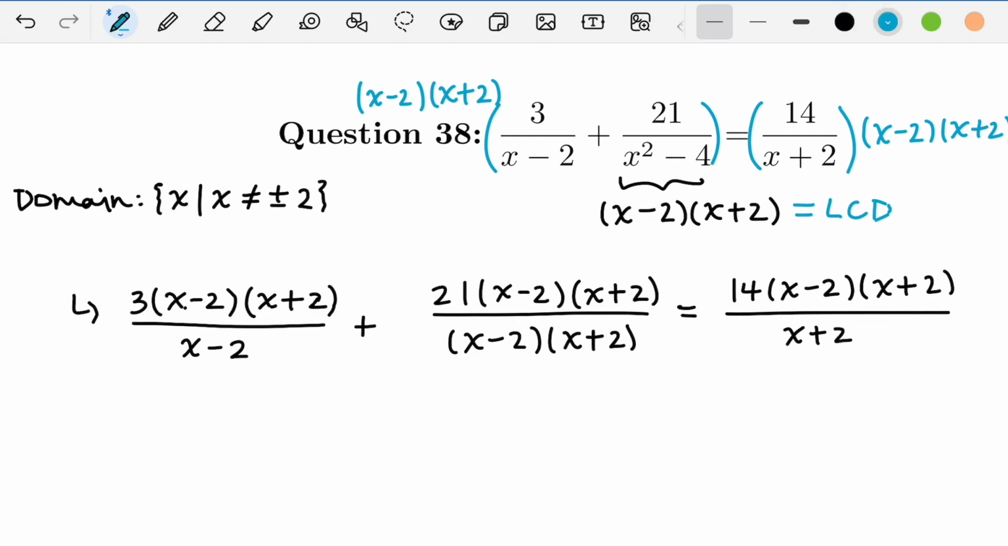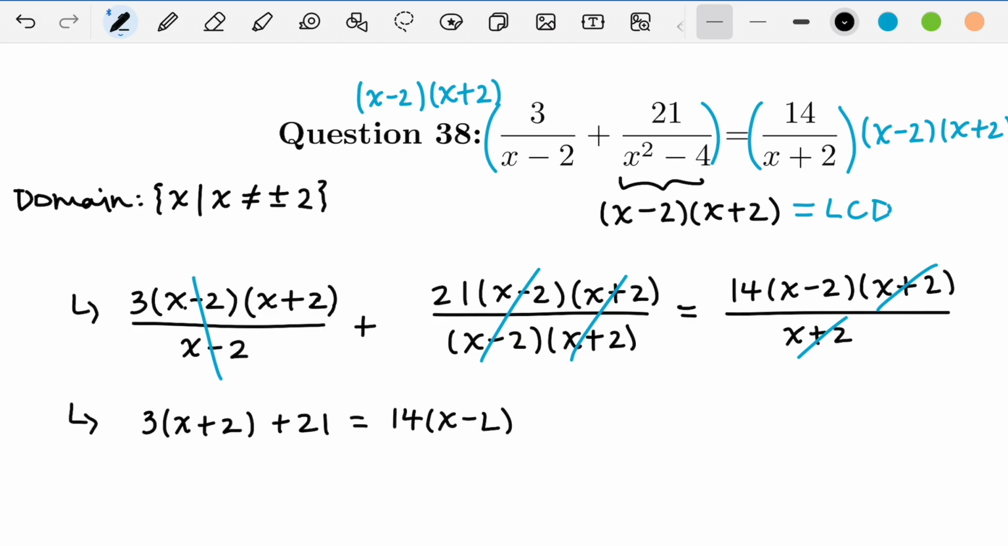So from here, we can see that a bunch of things are canceling. These guys will cancel, these guys, and these guys here. So we're going to end up with 3 times x plus 2 for our first term, plus 21 for our second, and this will just be equal to 14 times x minus 2. So now we can distribute, combine like terms, and solve for our variable x.